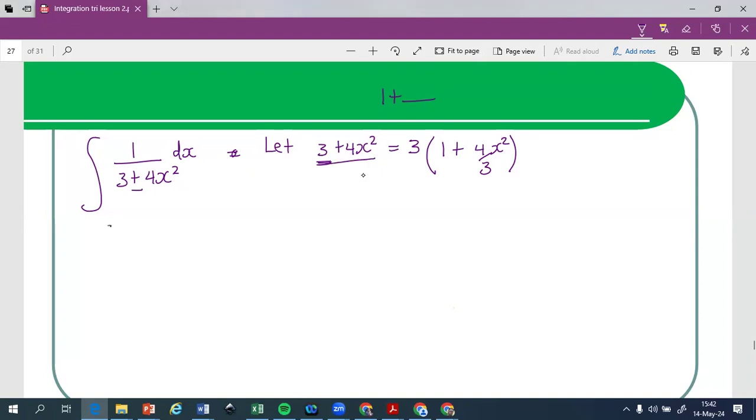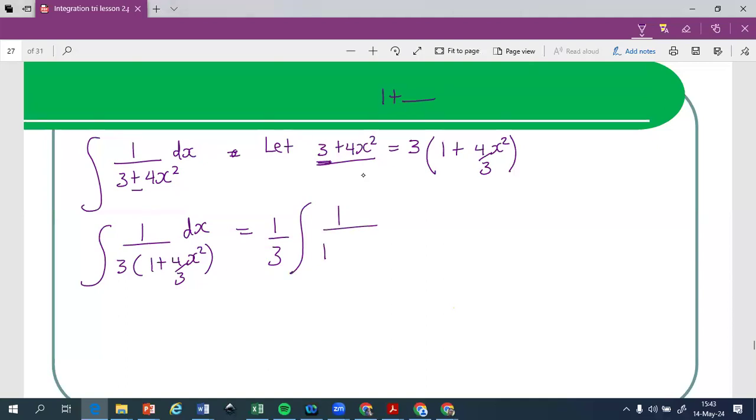Now I can first come back here and I substitute and I say this is the same as 1 out of 3 into 1 plus 4 out of 3 x squared dx. Now this one, since I don't want this 3, I can write it as 1 out of 3 integral of 1 out of 1 plus 4 out of 3 x squared dx. Now when I look at my denominator now, I can really take note that it is 1 plus something. Now, after getting this is where now we are going to let to your tan.